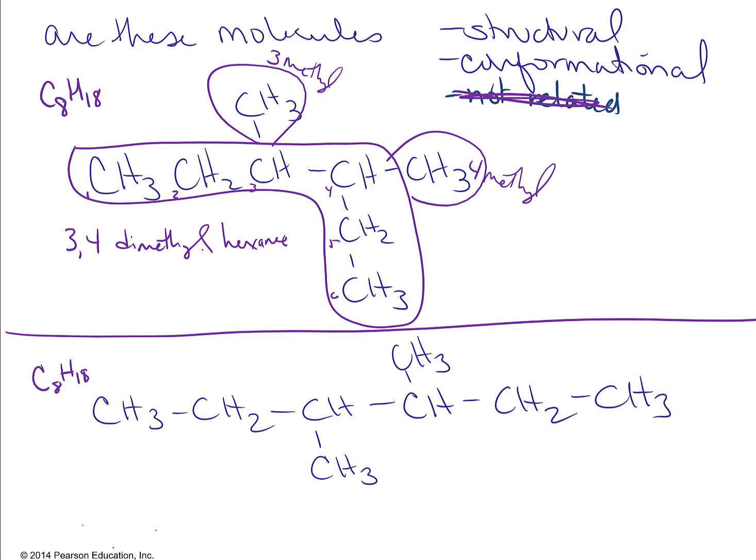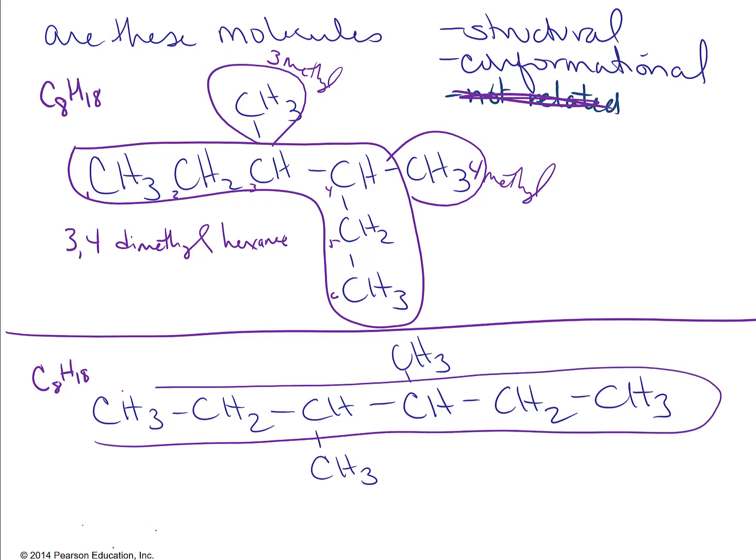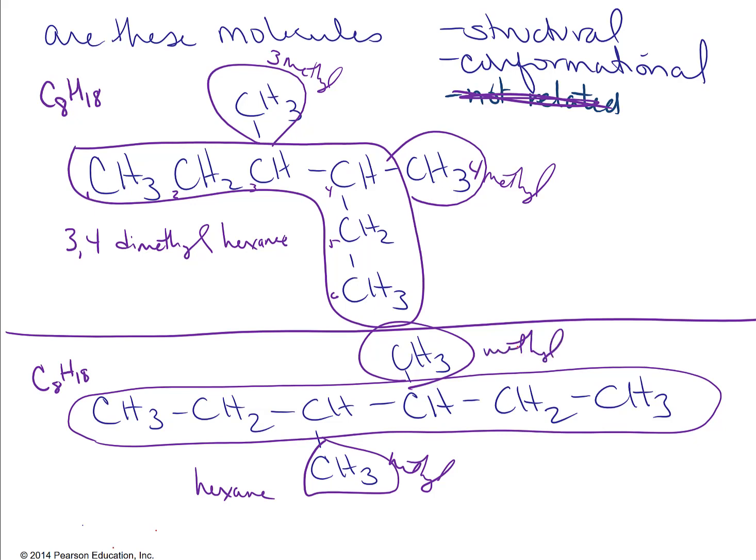What's its name? This is a... And so this one is 3,4-dimethylhexane. So these are conformational isomers. When you first looked at them, did you think they were? They look different, and it's just because of the bend in it.